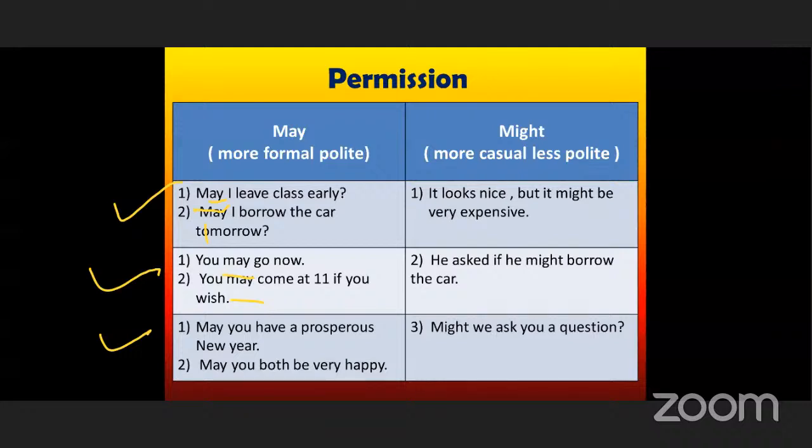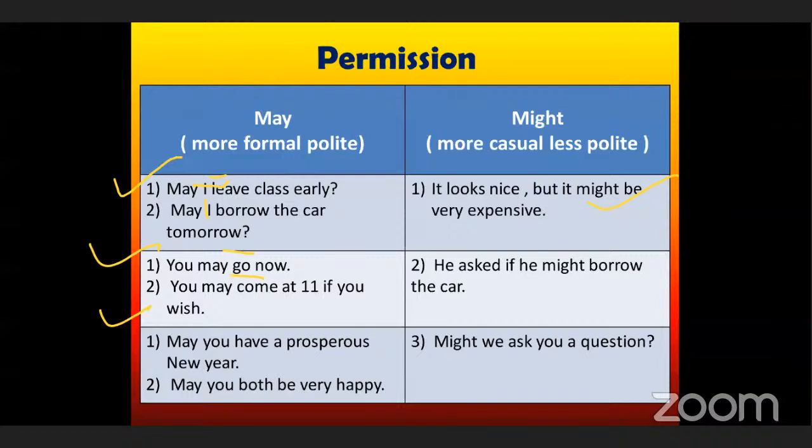Second, we are going to see when we are using might. The might is more casual or less polite. For example, see, it looks nice, but it might be very expensive. Now the thing is very nice, but the person doesn't want to buy it now. There is less politeness there. He doesn't want to buy that thing because it is very expensive. Second example, see, he asked if he might borrow the car. Third, might we ask you a question?